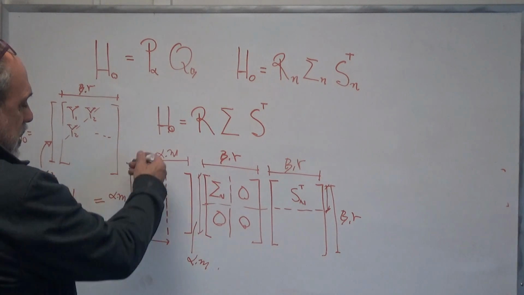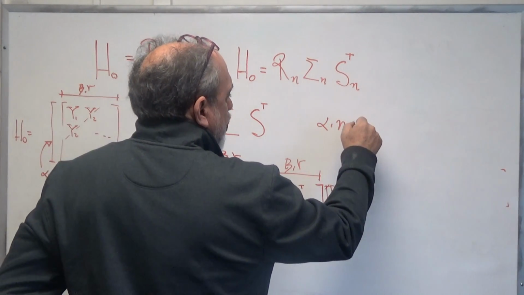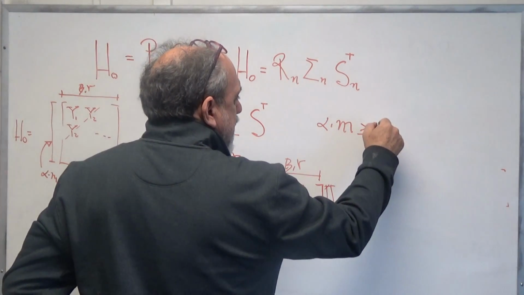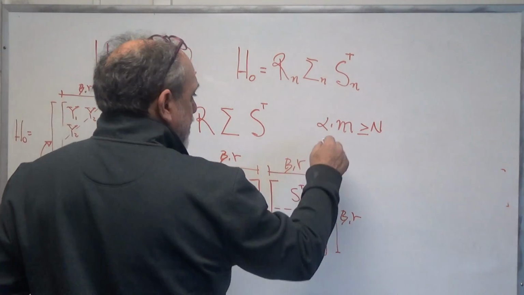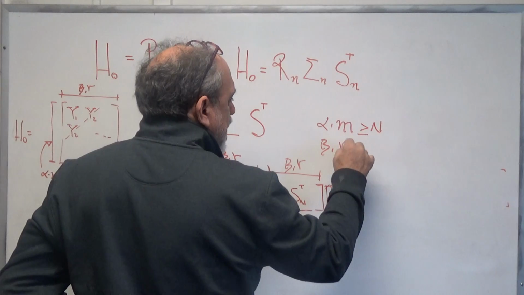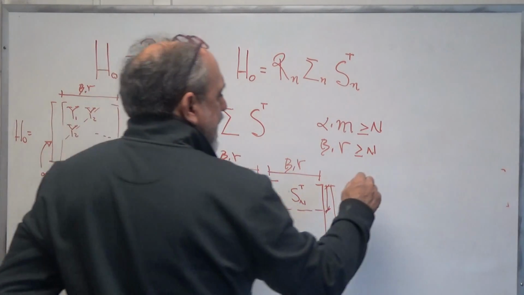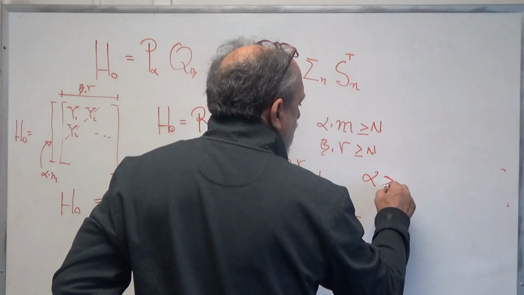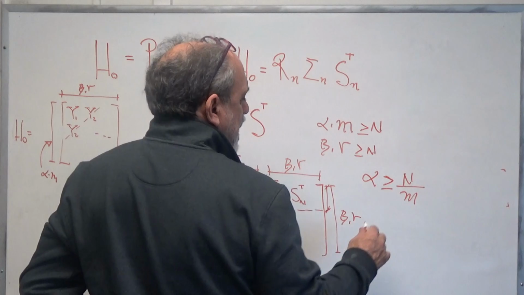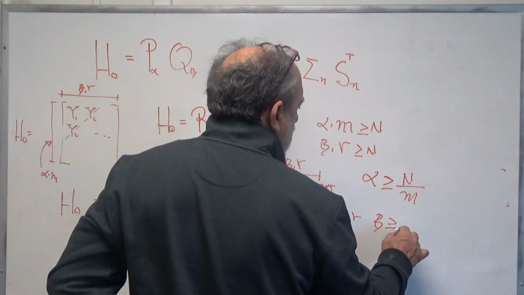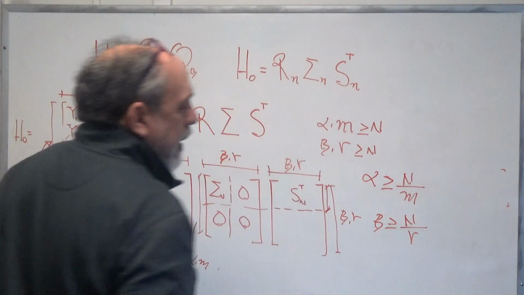So we have to make sure, of course, that alpha times m is greater or equal to n. So this has to be at least n, right? And at the same time, that beta times r has to also be greater or equal to n. That puts a limit that alpha should be greater or equal to the order over the number of outputs, and that beta should be greater or equal to the order over the number of inputs.